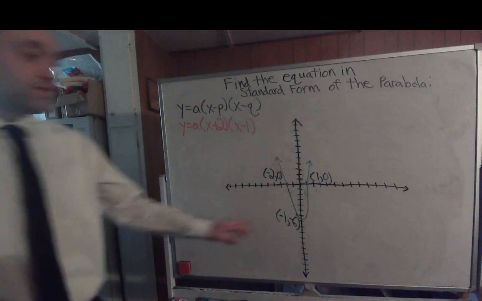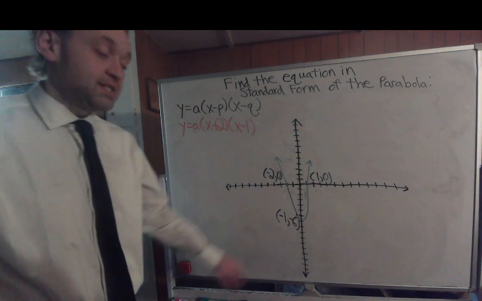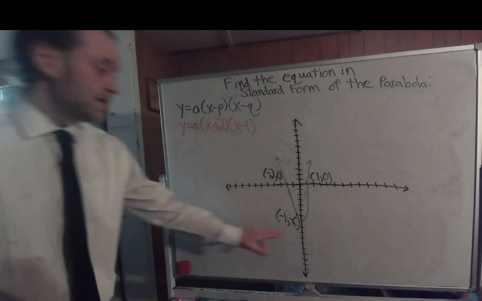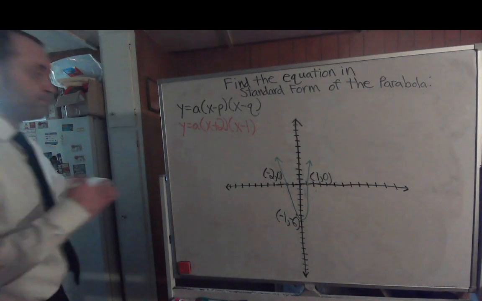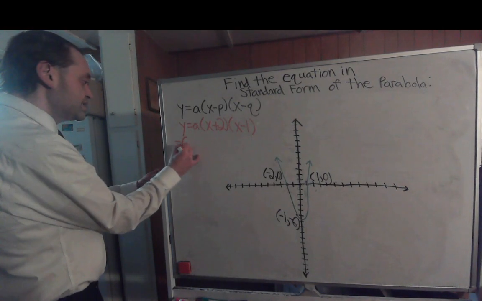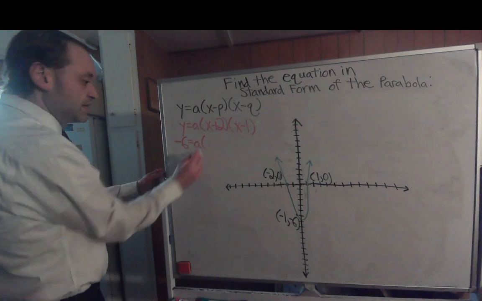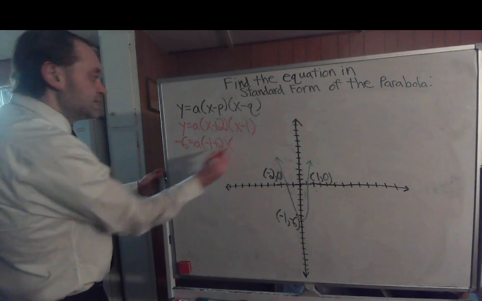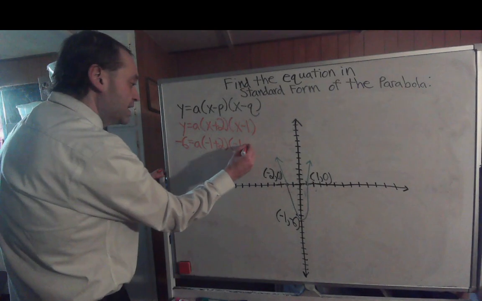Now, this point of -1, -6 it passes through, we got to deal with that. That -1 will go in for x, that -6 will go in for y. So -6 equals a times -1 plus 2 times -1 minus 1.